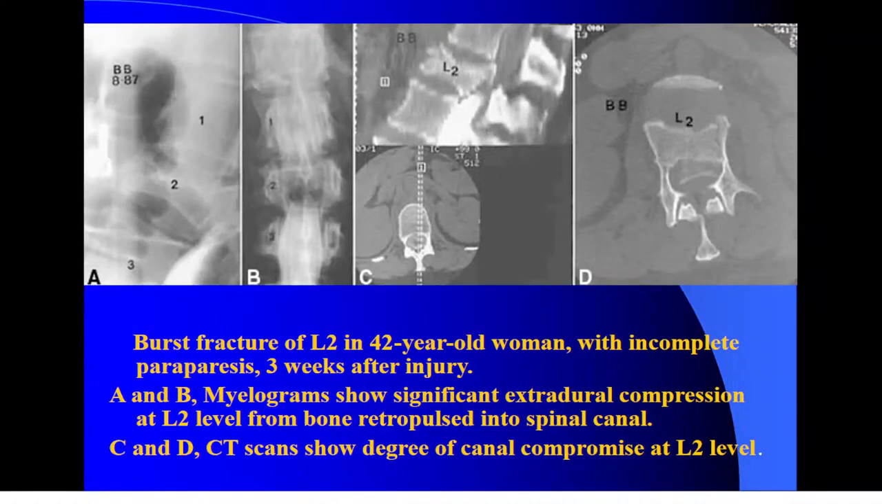So, I just prepared a few clinical cases. Let me show you a few examples. Here you can see a burst fracture of the second lumbar vertebra with incomplete paraparesis 3 weeks after the injury. Here you can see how that fracture looks on the X-ray. It is a CT scan image, but an X-ray will give you absolutely the same picture. As you can see, it is a burst fracture. We have a few fragments at the area of the L2 body.